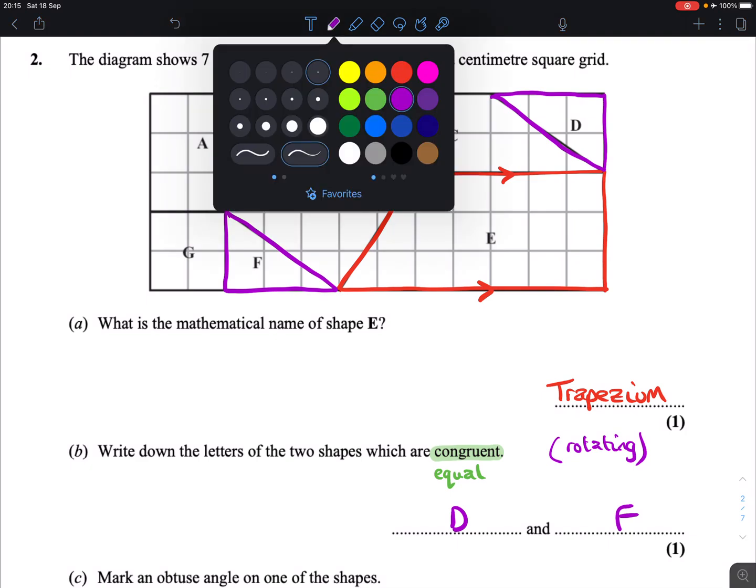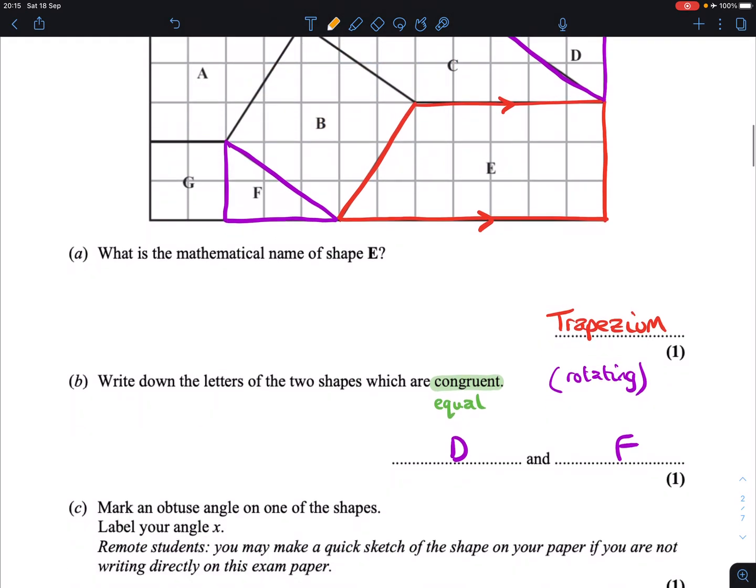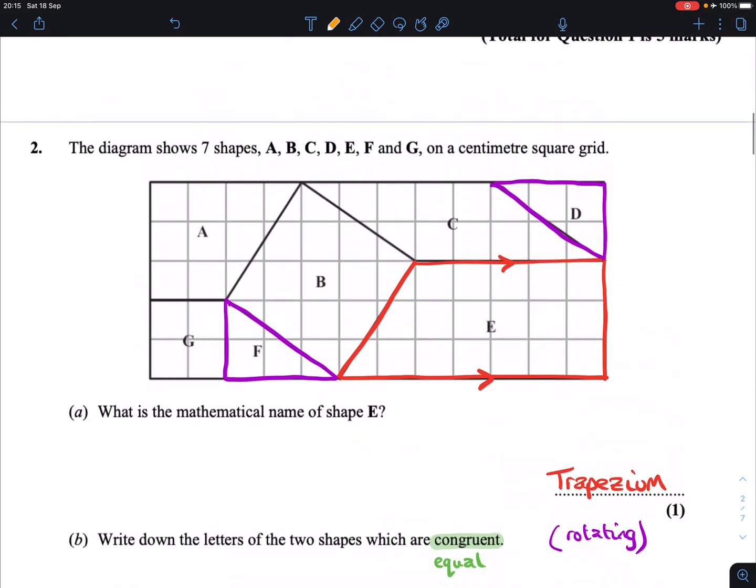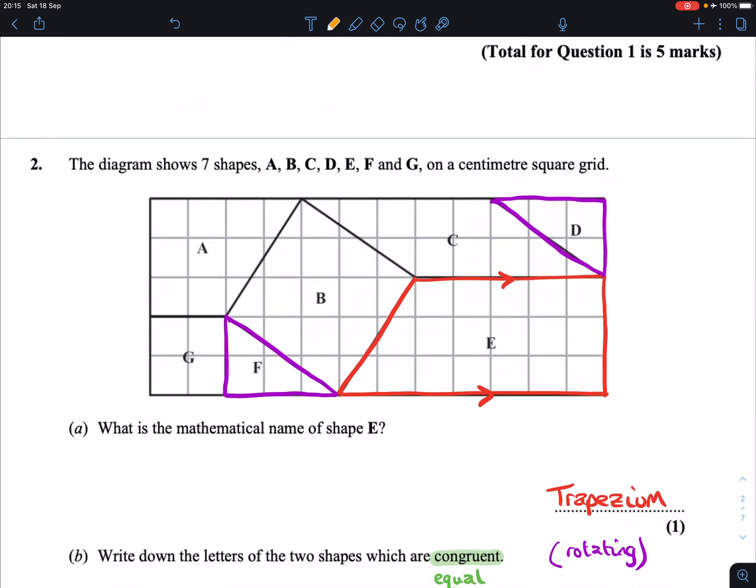Part C. Mark an obtuse angle on one of these shapes. Label your angle X. Well, pick an angle that is bigger than 90 degrees but less than 180. Any of the following that I'm highlighting here in orange would do. Are there any others?